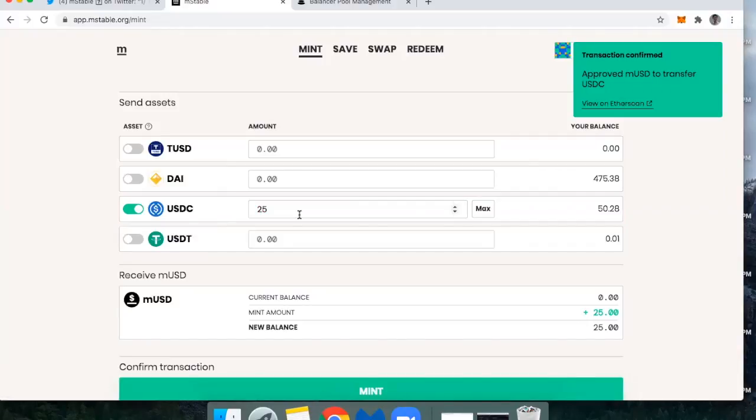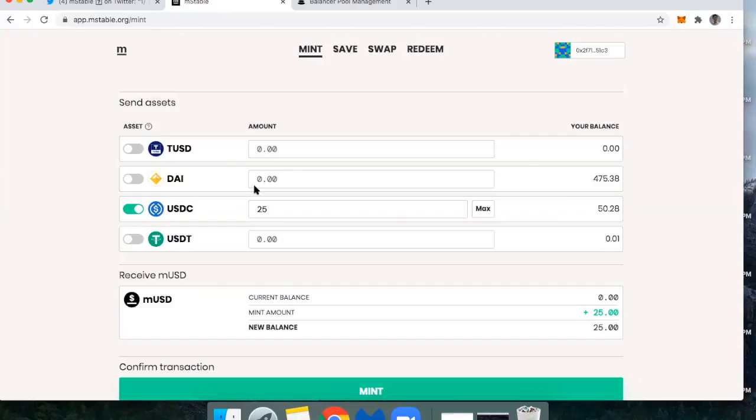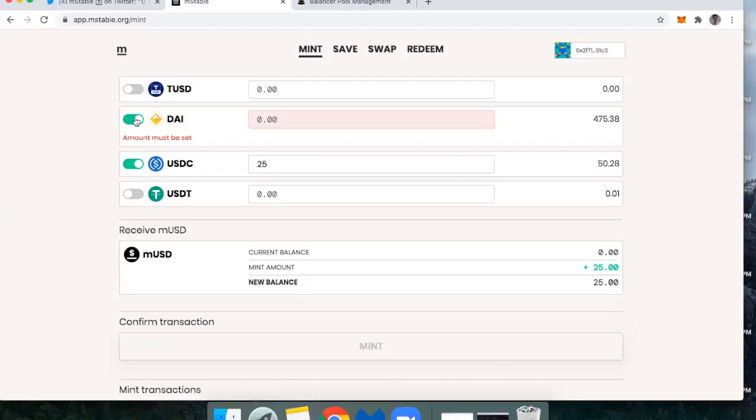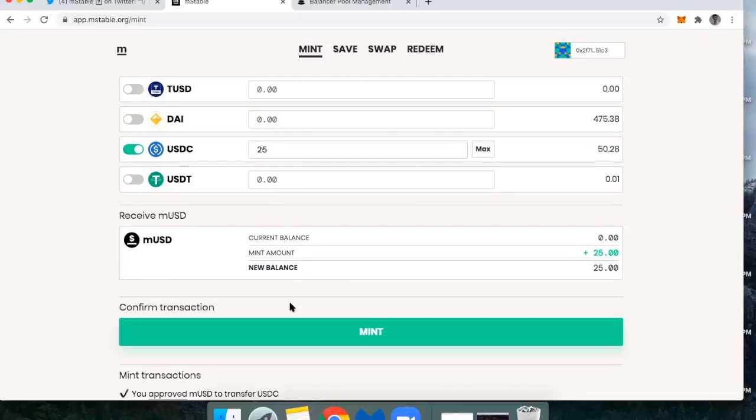All right, cool. So I've gotten confirmation here that I've approved the mStable app to move my USDC. So now I should be able to mint by clicking here. I'm just going to double check here again. So I'm starting with a balance of 0 mUSD. I'm minting 25 mUSD using 25 USDC. And if you had wanted to mint with other tokens here, you just flip the switch here, and then you would have those different amounts specified.